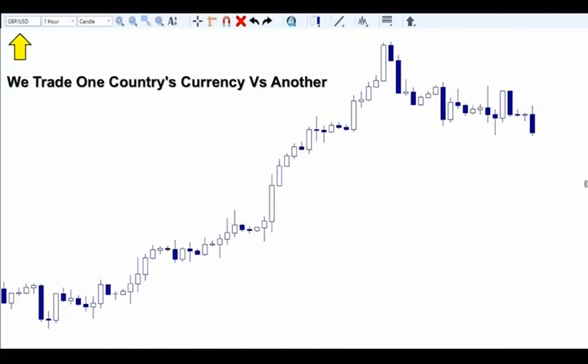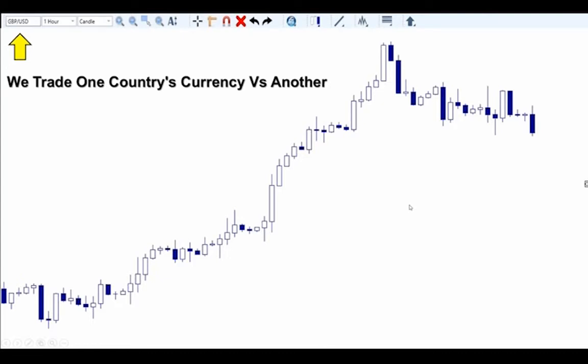One of the things I also want to point out, let's talk about what we do in the Forex market. What we're trying to do is we're trading one country's currency against another in an attempt to figure out which one's going to gain in value against the other. So the chart I'm showing you right here, you can see in the upper left-hand corner, this is the Great British Pound, GBP, US dollar currency pair here.